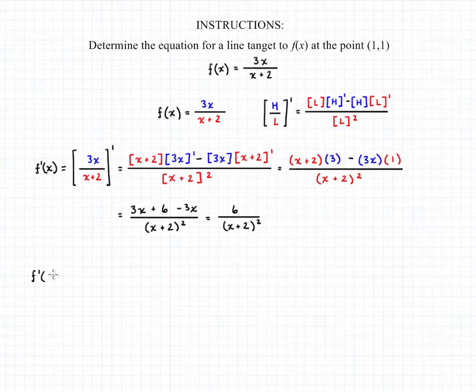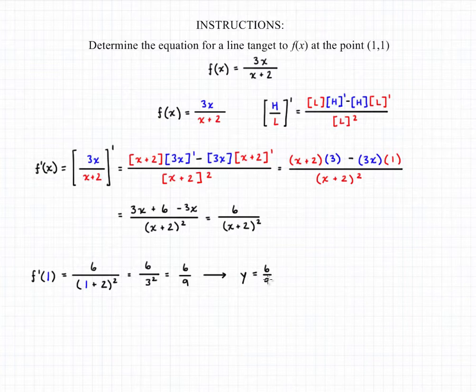Now that we have our derivative, to find the slope of our line, we can plug in the value of the point we want, and that will give us our slope. So we'll have 6 over 1 plus 2 squared. This is going to give us 6 over 3 squared, or 6 over 9, which we know is the slope of our line. So we can write this as y equals 6 over 9x plus b.